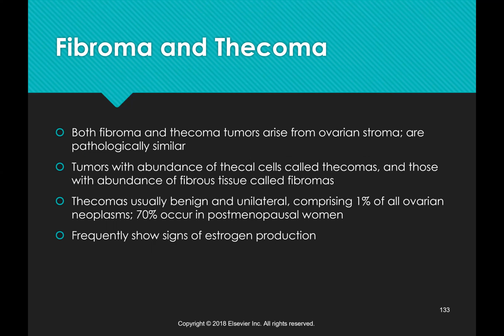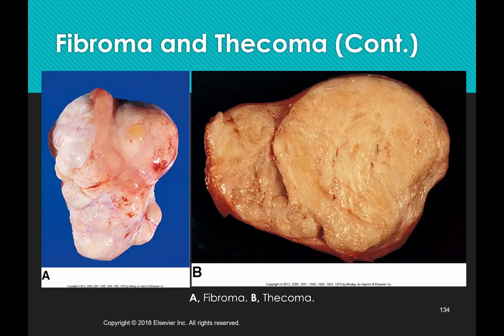Tumors with abundance of thecal cells are called thecomas, and the abundance of fibrous tissue are called fibromas. Thecomas are usually benign and unilateral, and they frequently show signs of estrogen production. So if a postmenopausal lady starts to have fuller breasts, periods again, like signs of estrogen production, and then you see a mass, there could be a chance that it could be a thecoma. Those are what those look like.